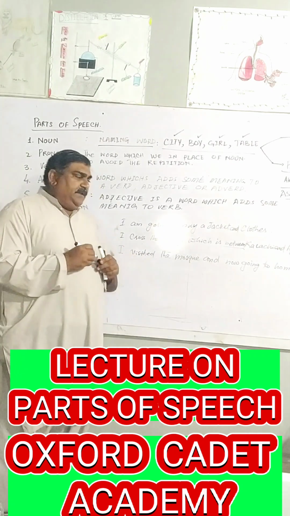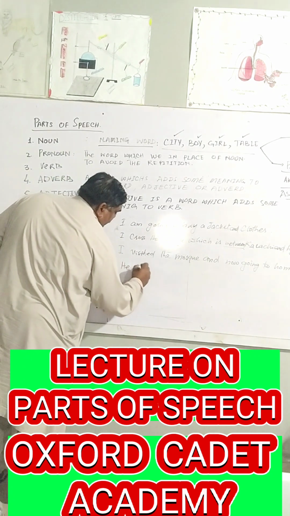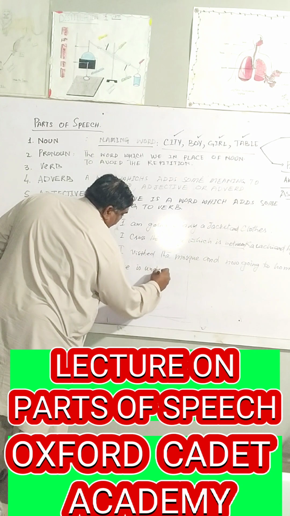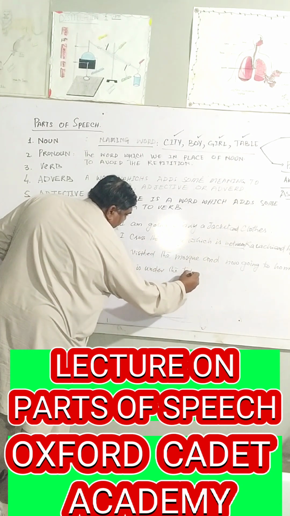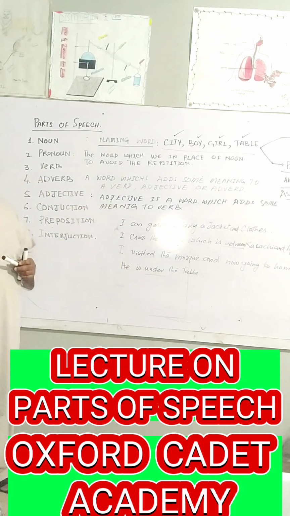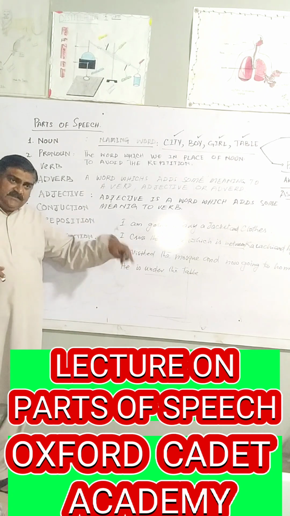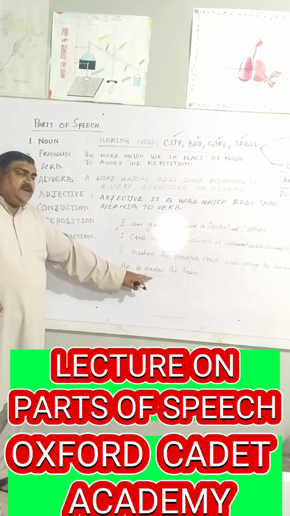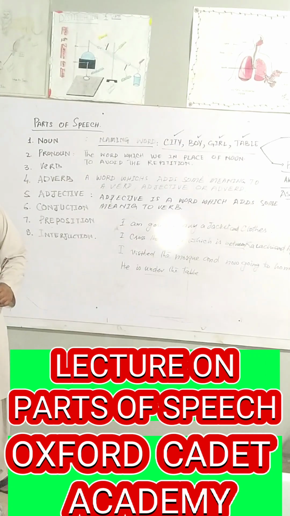For example, he is under the table. Here the word "under" is showing the place. Where is he? He is under the table. So the word "under" is a preposition. Right? Yes, sir. Understand?